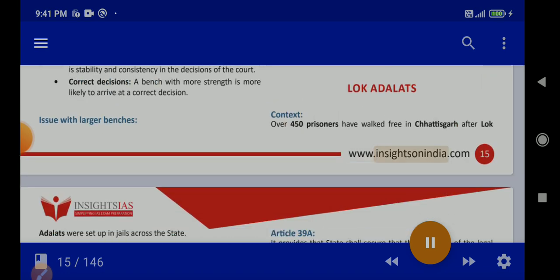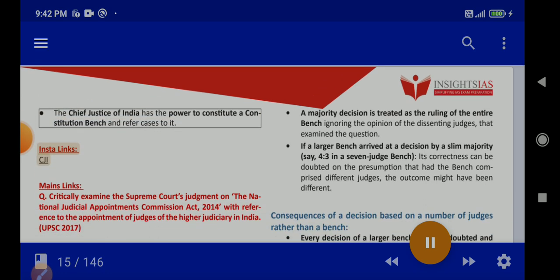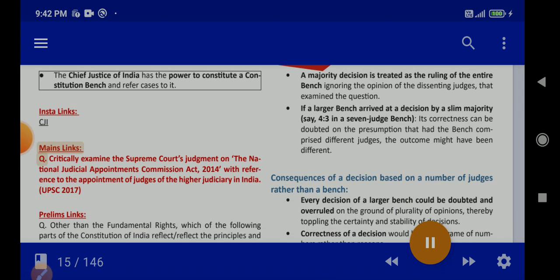The Chief Justice of India has the power to constitute a constitution bench and refer cases to it. Insta links, CJI. Mains links.